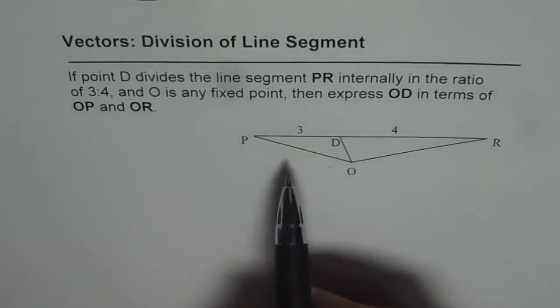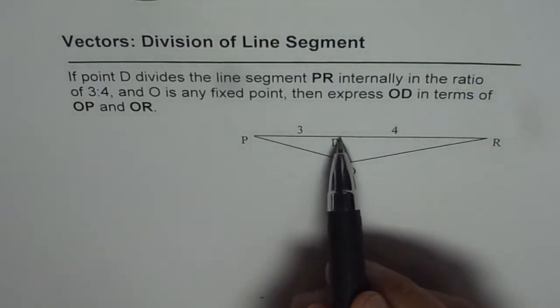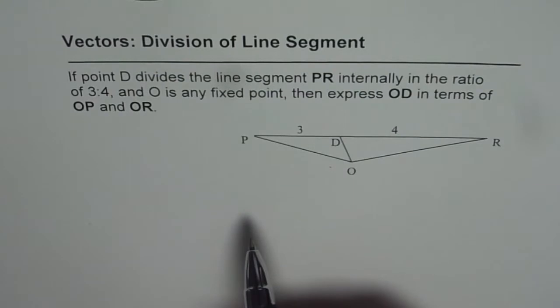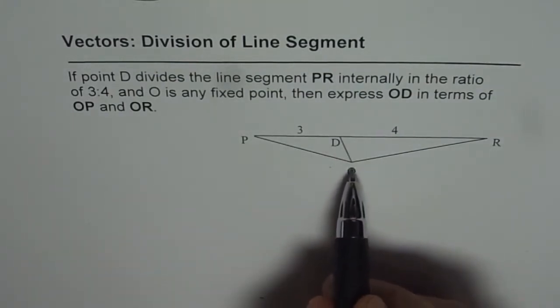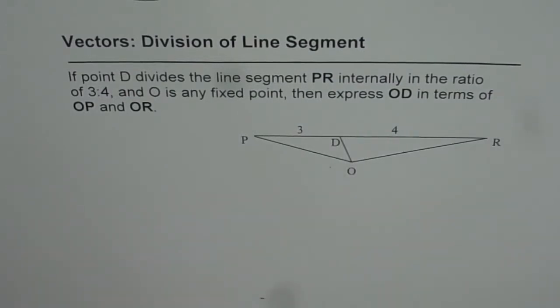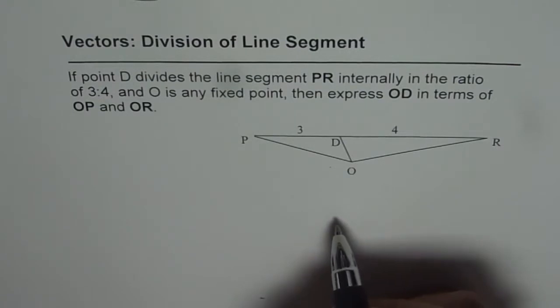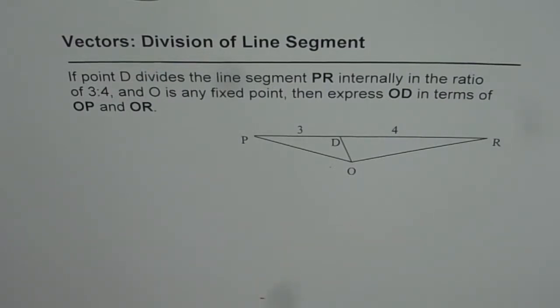So what we are given here are 2 points P and R. They are divided by a point D in the ratio of 3:4. Now from an external point O, we need to express OD in terms of OP and OR. In some cases we can consider O as the origin, then OD will be the position vector, and therefore point D can be found in this fashion. That is an application which we are going to do in the following videos.